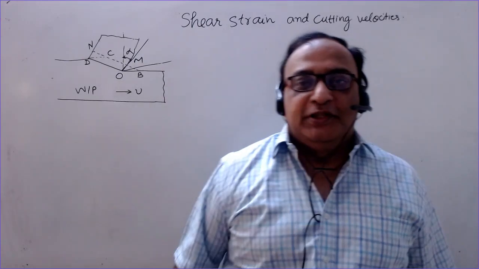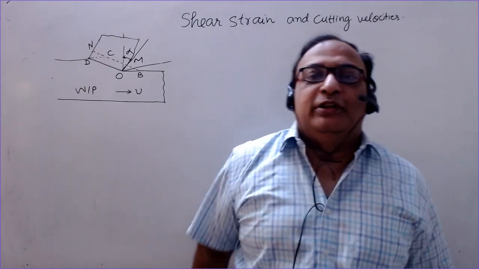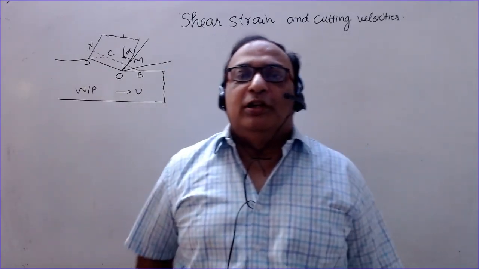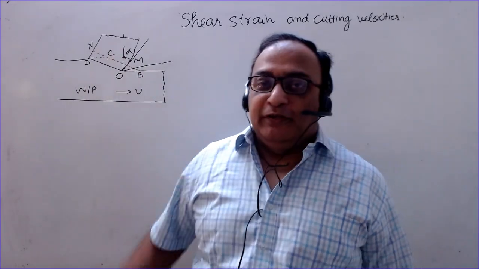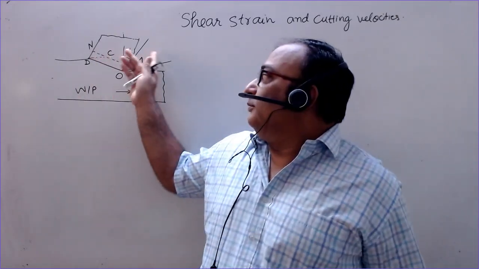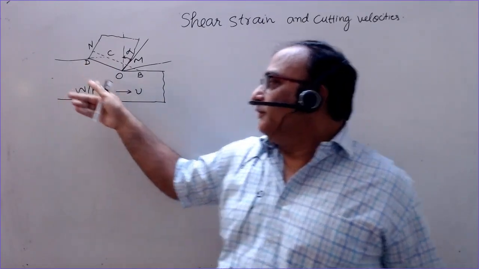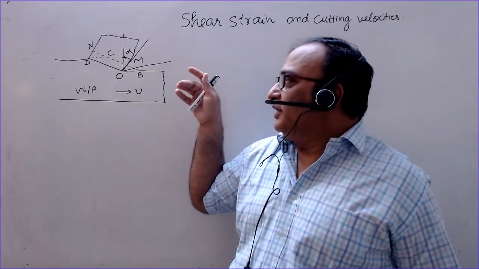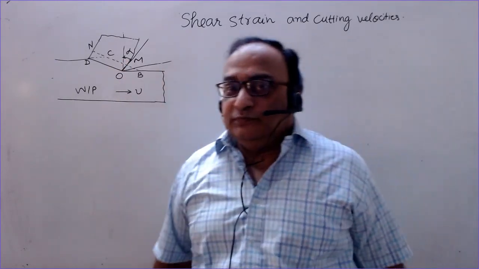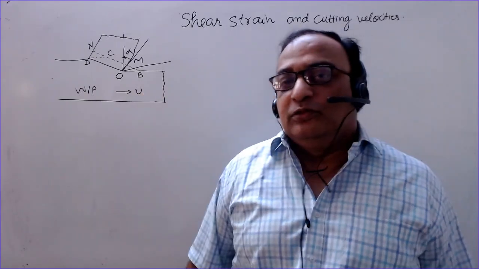The topic of shear strain and the relationship among the velocities during the cutting operation. I'm talking about the turning operation here. So this is the diagram you are familiar with, the single point cutting tool removing the material from this workpiece, which is having the relative velocity v with respect to this in this direction, also known as cutting velocity. We can write this as vc also.